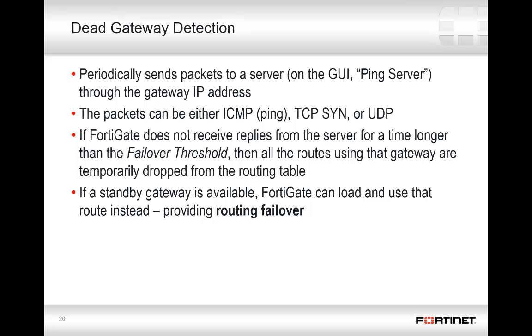If most destinations and services are not available, then the route might be effectively dead even if its gateway is up. While a server is unresponsive, FortiGate will continue to send dead gateway packets. As soon as FortiGate receives a reply, it will reinstate that gateway's routes.